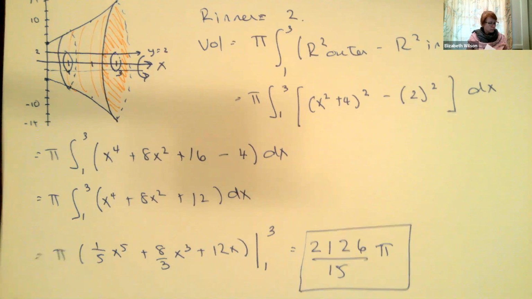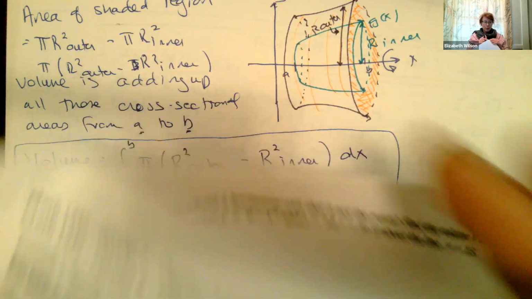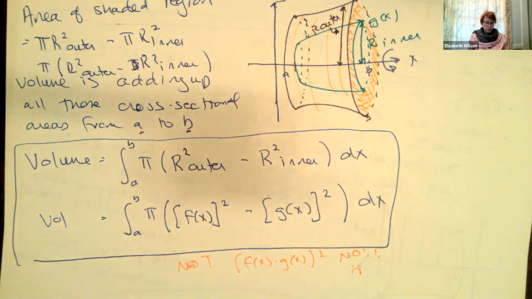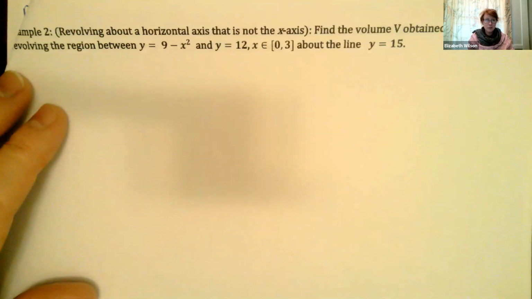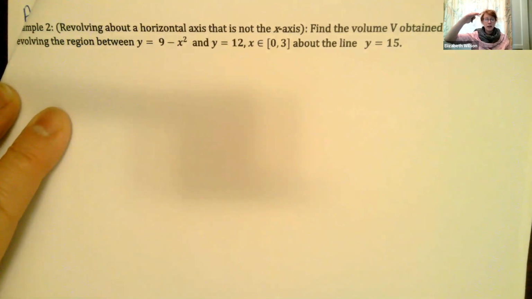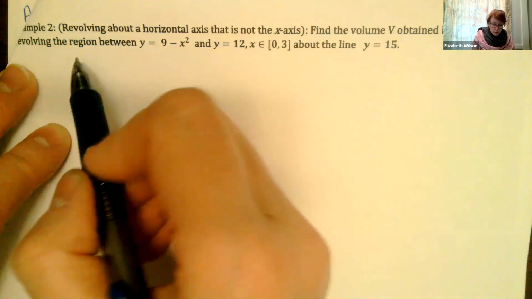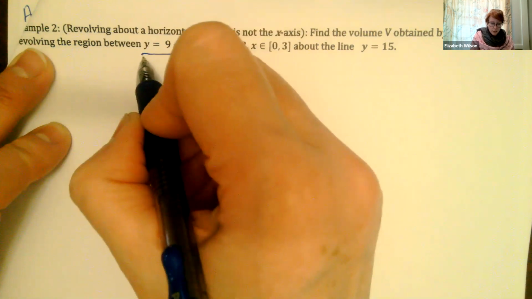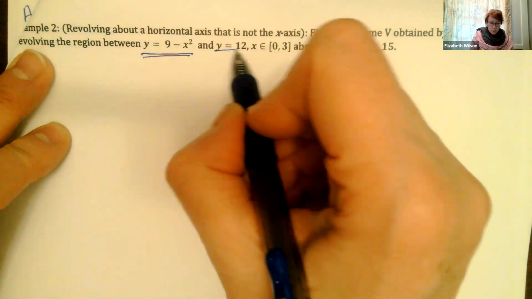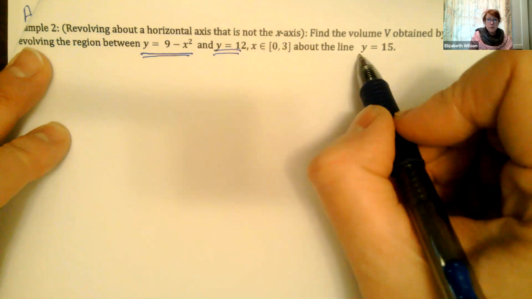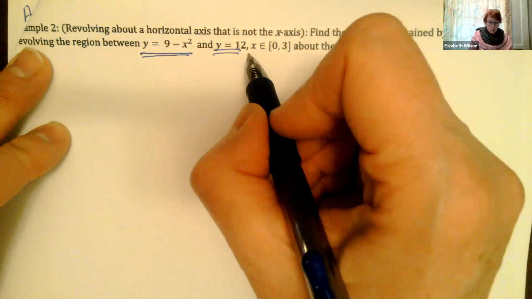All right, so let's try another example. We're going to revolve around a horizontal axis that's not the x-axis, but it's going to be parallel to the x-axis. So we're going to find the volume obtained by revolving the region between this function, 9 minus x squared, and y equals 12, about the line y equals 15. We're going to go from 0 to 3.